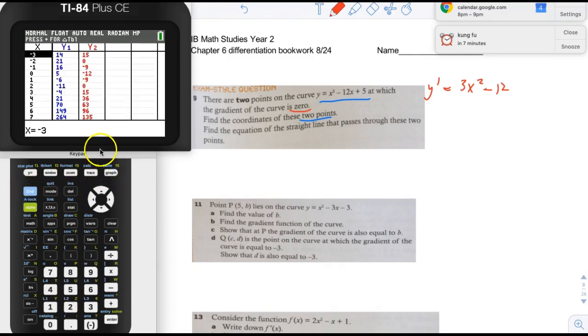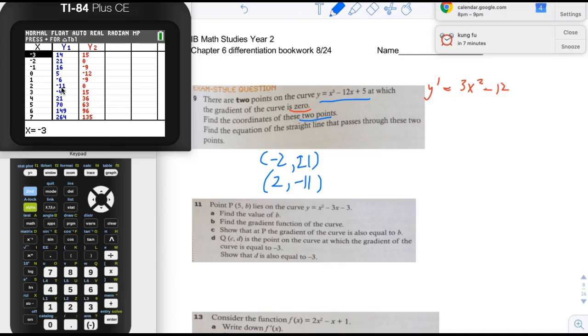And then I'm going to do second table, and I'm going to look for when the gradient is 0. And there are 2 points you can see. There's a point here, negative 2, 21, and there's a point here, 2 comma negative 11. So one of the points would be negative 2 comma 21, and the other point would be 2 comma negative 11. These are the 2 points that have a slope of 0.